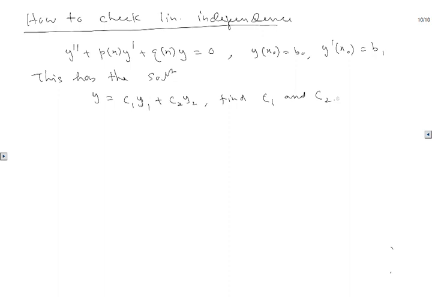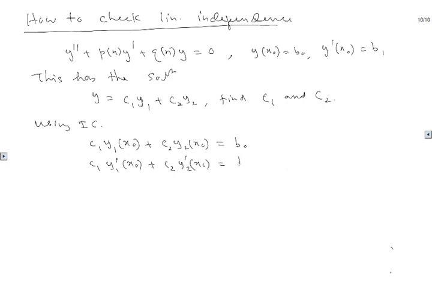What we normally do is substitute the conditions. Using the initial condition, we can write c1 y1(x naught) plus c2 y2(x naught), and this has to be equal to the initial condition, that means b naught. Do the same thing with the derivative: c1 y1 prime(x naught) plus c2 y2 prime(x naught) equal b1.